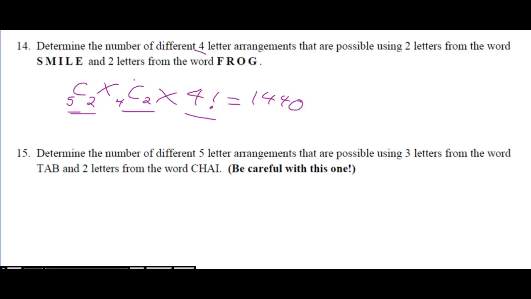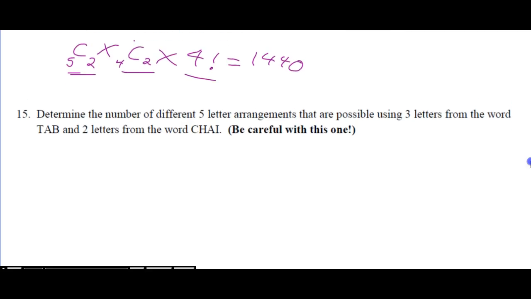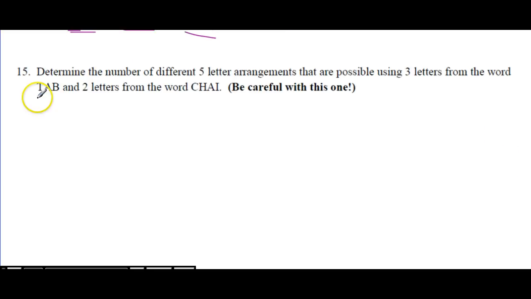Now in 15, determine the number of different 5-letter arrangements using 3 letters from the word tab, which is all 3 letters. So we're going to have to do the same basic idea. The only problem is there's an A in tab, and it is possible that an A from chai could be chosen. So how do we handle that? Let's say we don't pick the A from chai.